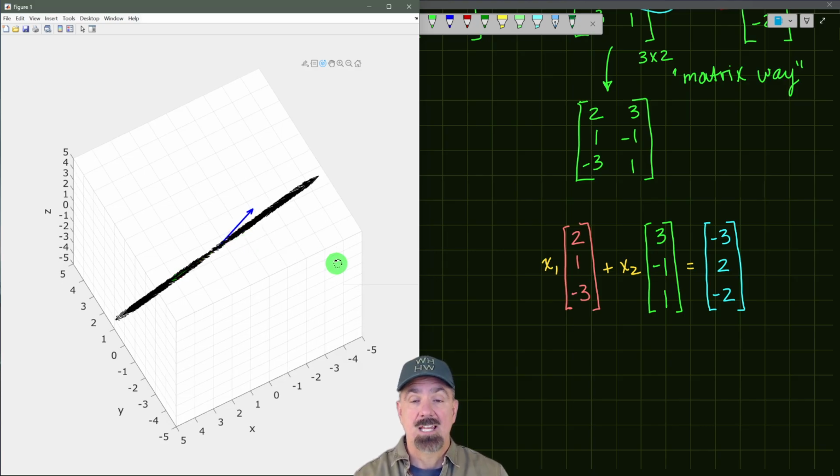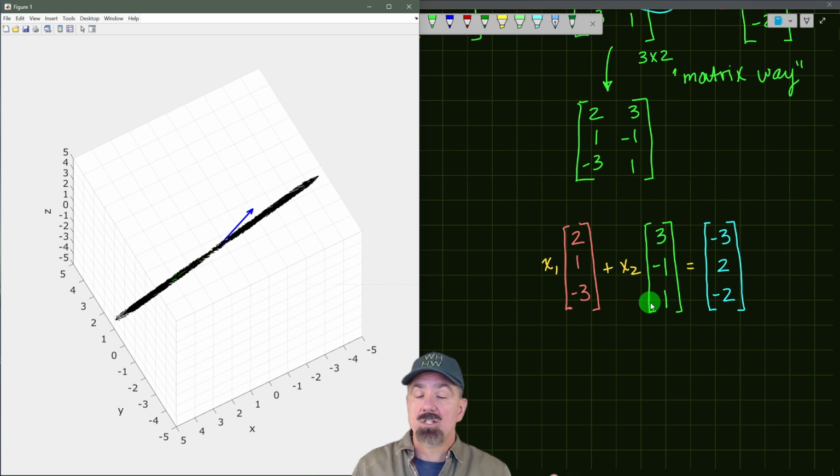And we could see clearly that it does not. So it turns out that there is no way for us to reach outside of the plane and get to this blue vector. There are no x1 and x2 values such that we can solve this system of equations. And that's similar to what our intuition tells us.